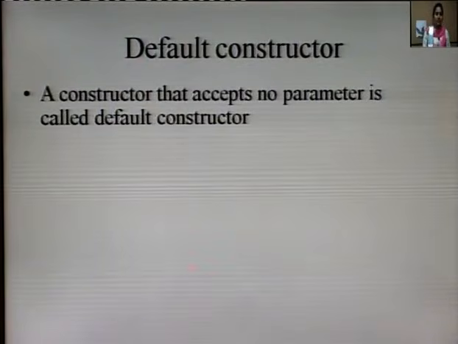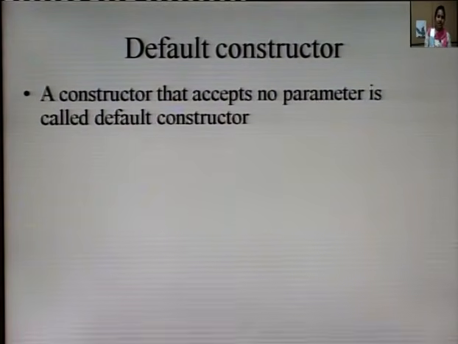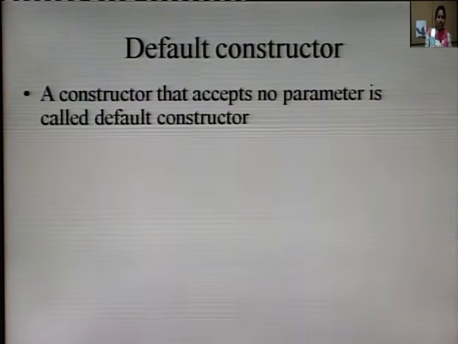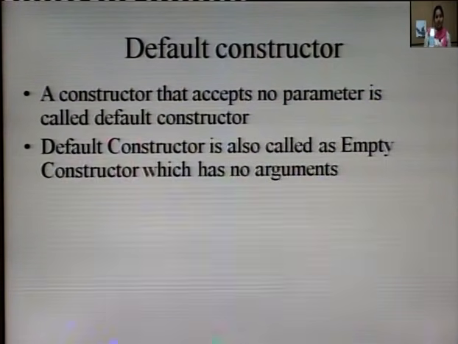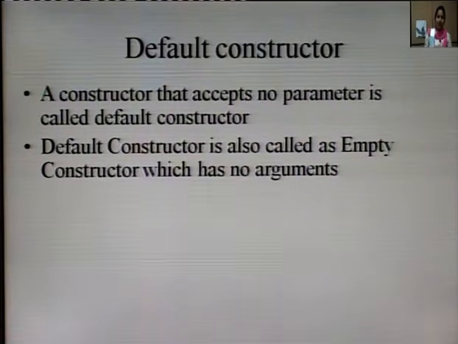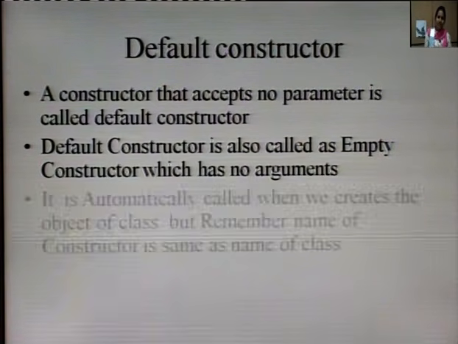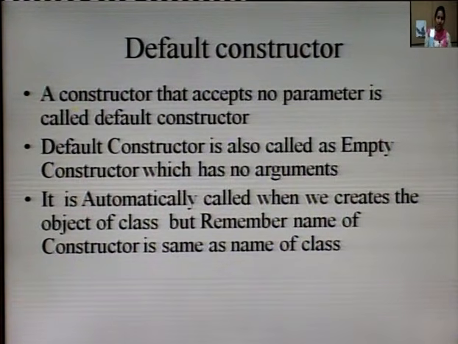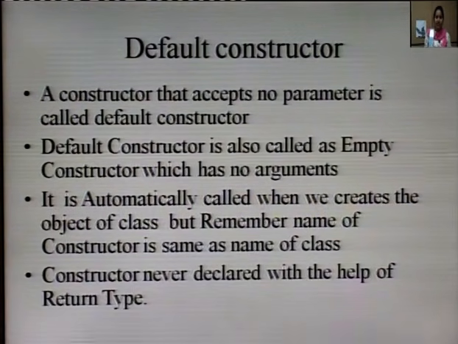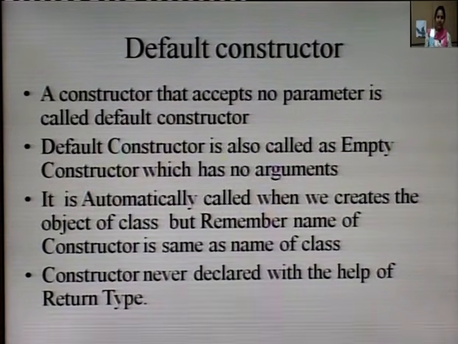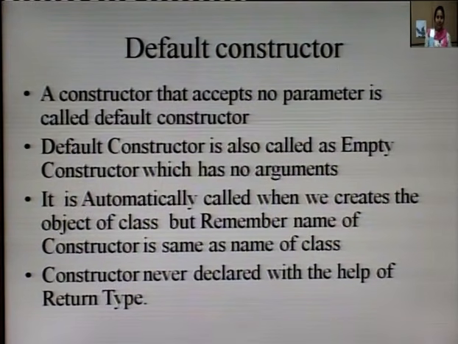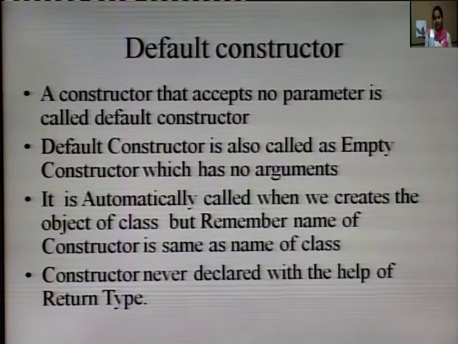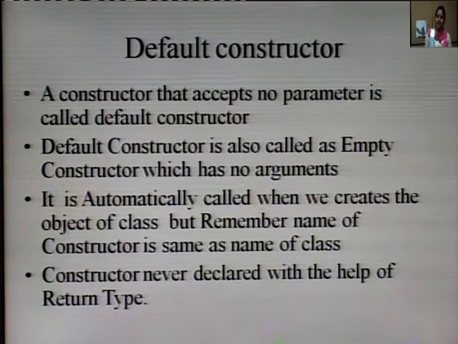Let us see default constructor. A constructor that accepts no parameter is called default constructor. So default constructor is also called an empty constructor, which has no arguments. It is automatically called when we create the objects of class, but remember, name of constructor is same as the name of class. Constructor is never declared with a return type. A constructor can never have any return type because it never returns any value to the function.